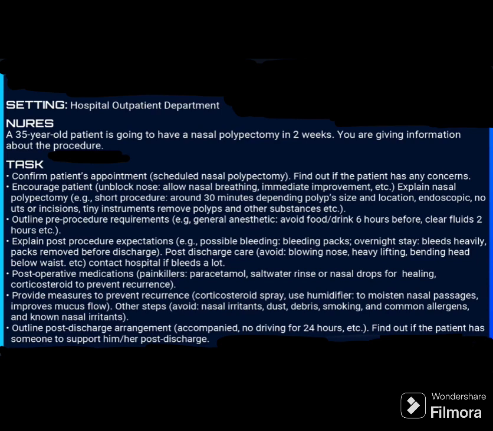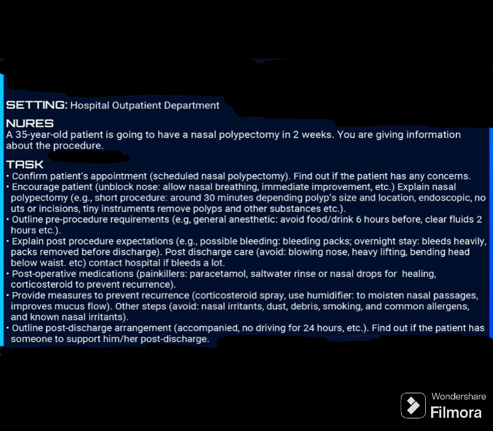The next task is to explain the post-procedure expectations like possible bleeding, pack, overnight stay, and that if it bleeds heavily the pack will be removed before the discharge, these things and all. And some discharge care also they have given. So here you can ask, do you have any more concern regarding the surgery or any other points? So the patient's question will be, after the surgery, what are the things I have to expect? So we can tell that possibly there will be bleeding after the surgery. So we will keep the bleeding packs on your nostrils. So no need to worry.